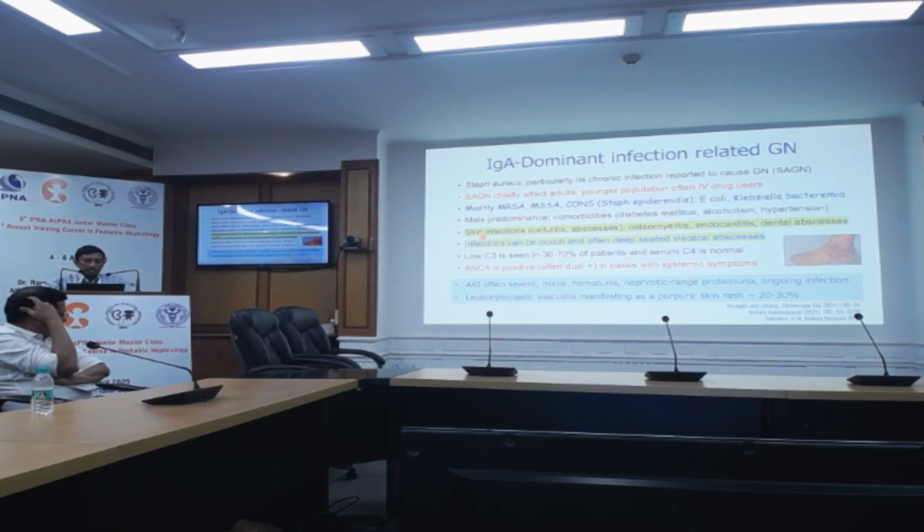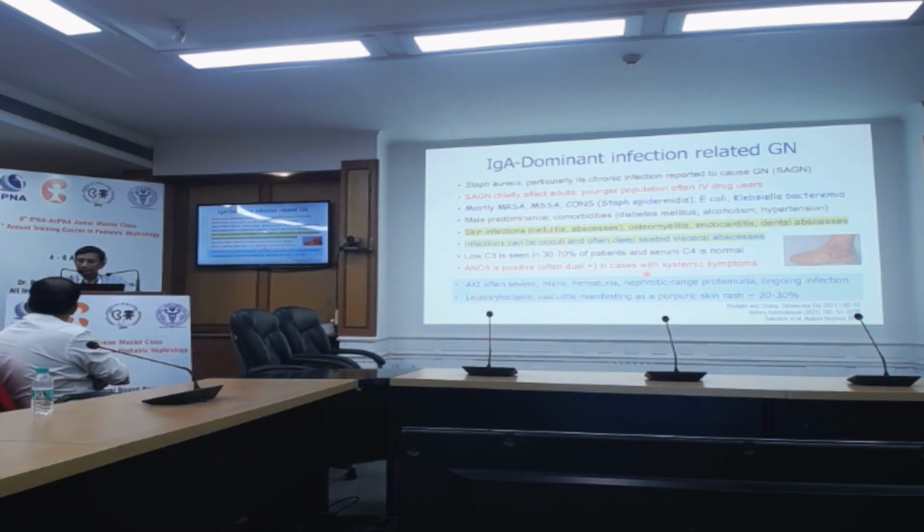The usual history is that patients have some kind of skin infections like cellulitis or abscess, or they have some deep-seated abscesses or osteomyelitis or arthritis, following which the disease develops. These patients generally have a low C3, only about 30 to 70% of the patients. So you can see it's lower than what you see in patients with PSGN. And the serum C4 is usually normal.